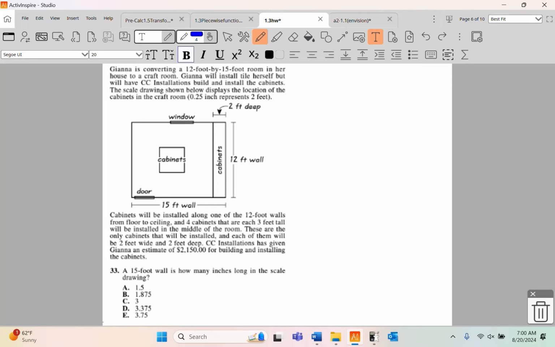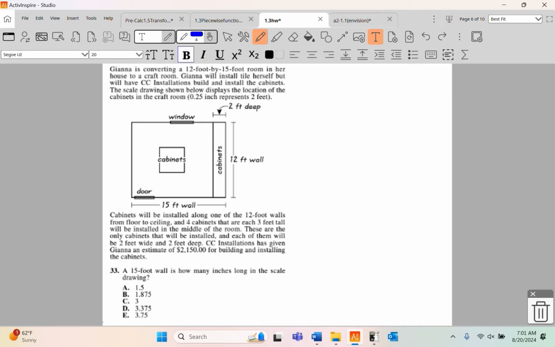Jana will install tile herself, but will have CC Installations build and install the cabinets. The scale shown below displays the location of the cabinets in the craft room, and it says that 0.25, or 1/4 of an inch, represents 2 feet. Cabinets will be installed along one of the 12-foot walls from floor to ceiling, and 4 cabinets that are 3 feet tall will be installed in the middle of the room. These are the only cabinets that will be installed, and each of them will be 2 foot wide and 2 foot deep. CC Installations has given Gianna an estimate of $2,150 for building and installing the cabinets.